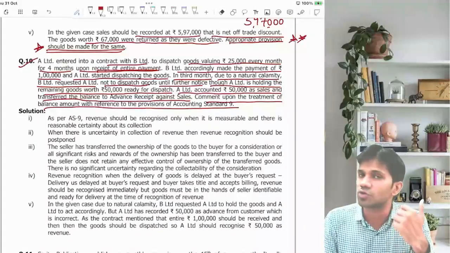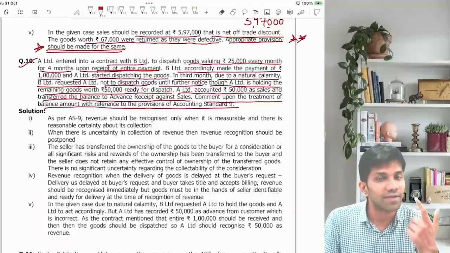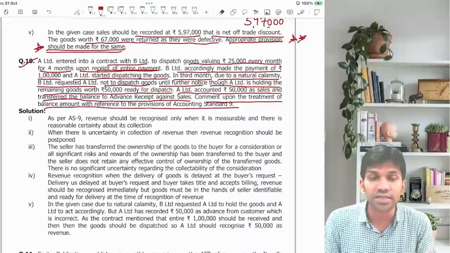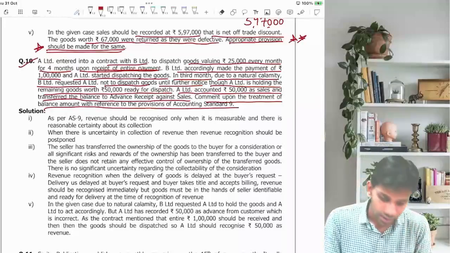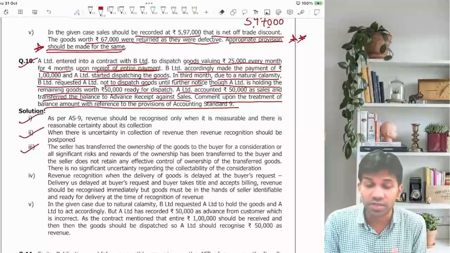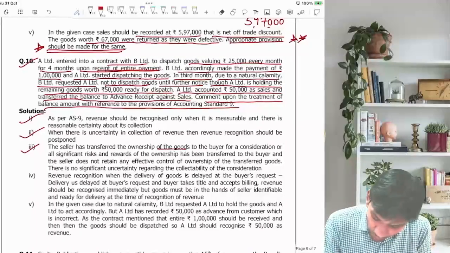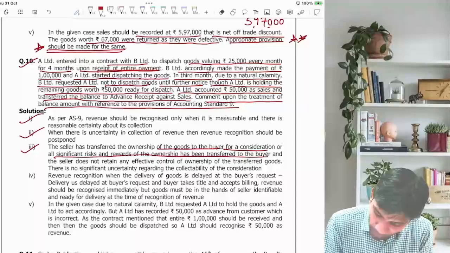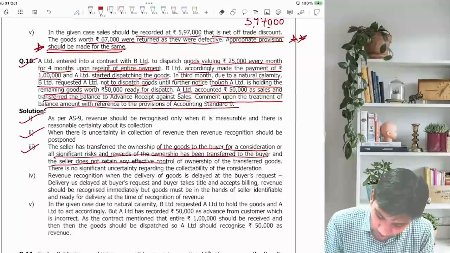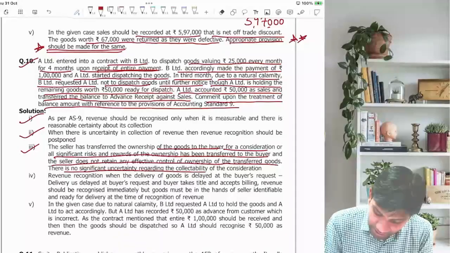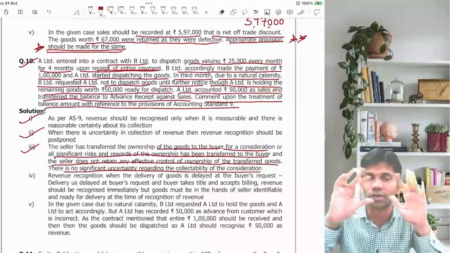As per AS-9, revenue should be recognized only when it is measurable and when there is reasonable certainty regarding its collection. If there is uncertainty regarding its collection, then revenue recognition should be postponed. Point number 1. Point number 2, and this is again Sale of Goods Act. The seller has transferred the ownership of goods to the buyer for a consideration, and all significant risk and rewards of the ownership has been transferred to the buyer, and the seller does not retain any effective control of the ownership of the transferred goods. There is no significant uncertainty regarding the collectibility of the consideration. That is the Sale of Goods Act provision.